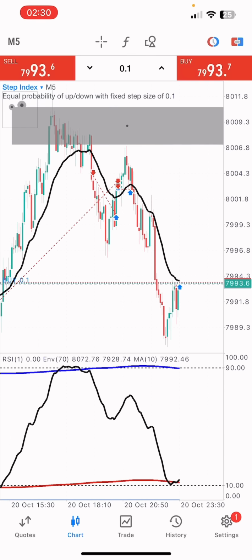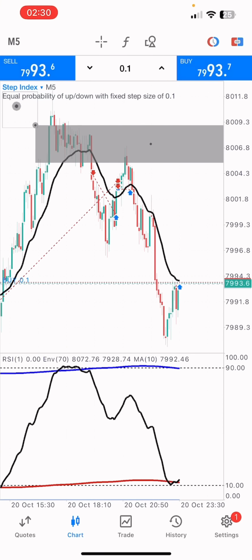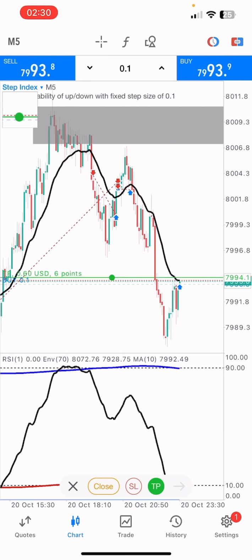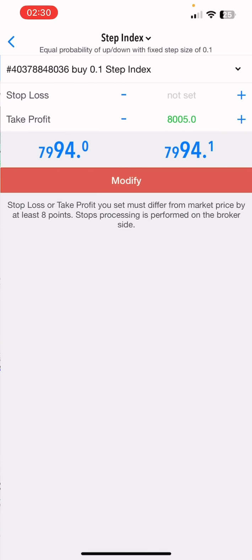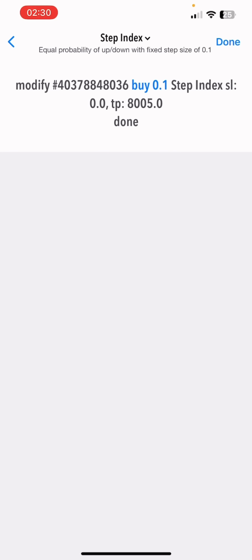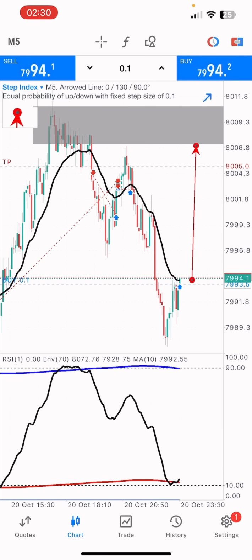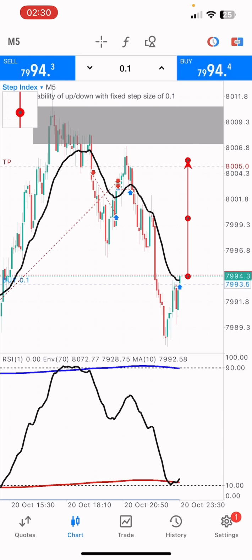So this is the previous high, but I don't want to just go up to this particular level. So what I'll do is set my take profit up towards this level, and I'll just go like this. So in case price moves up like this and reaches here, it will just hit my take profit.